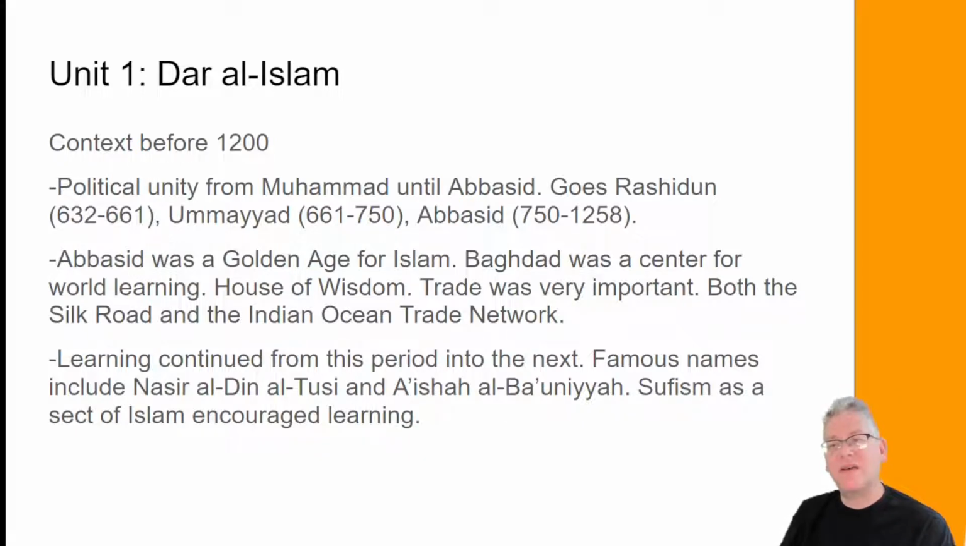Sufism, also a sect of Islam that's going to encourage learning, and they also encourage sort of missionary work. It's one of the few parts of Islam that really encourages it greatly.